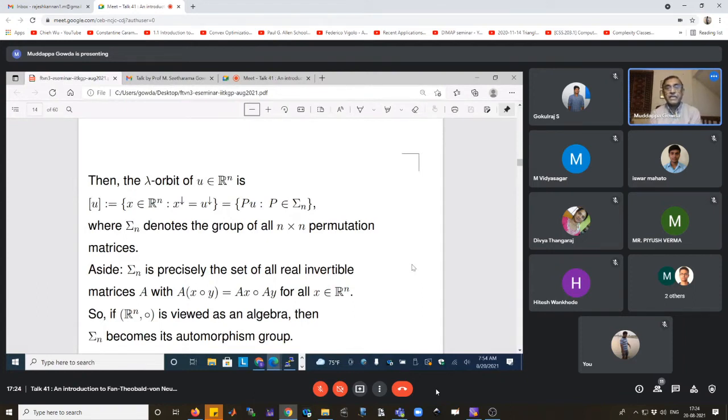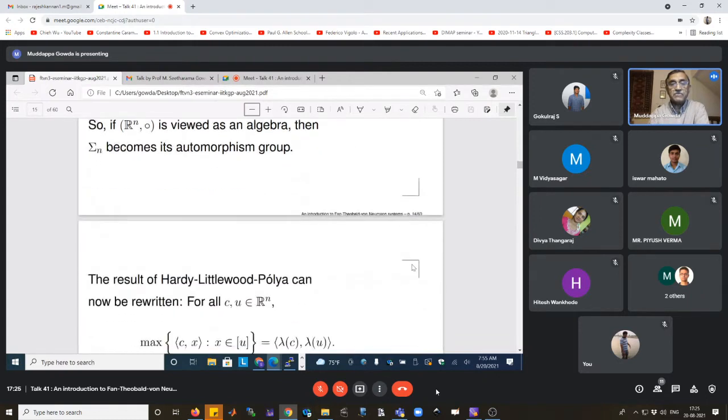So in this setting, the lambda orbit of a vector u is simply the set of all images from this permutation group. Now what is interesting here is that this permutation group sigma n is precisely the set of all real invertible matrices A which preserve the Jordan product that I mentioned earlier. So if you put this circle product, the Jordan product, on Rn and view that as an algebra, then sigma n becomes its automorphism group. That is one way of looking at the permutation group as an automorphism group. And this becomes important when we move to matrices and Euclidean Jordan algebras.